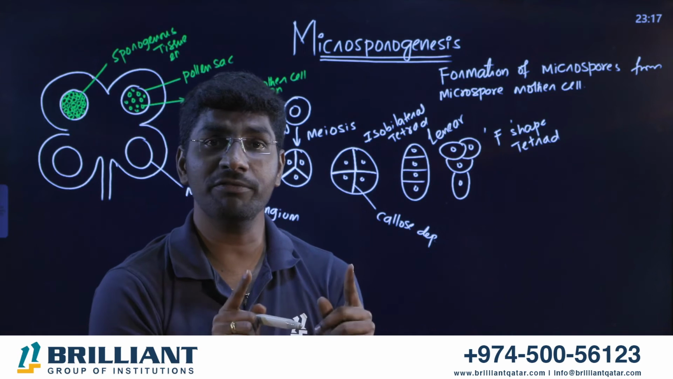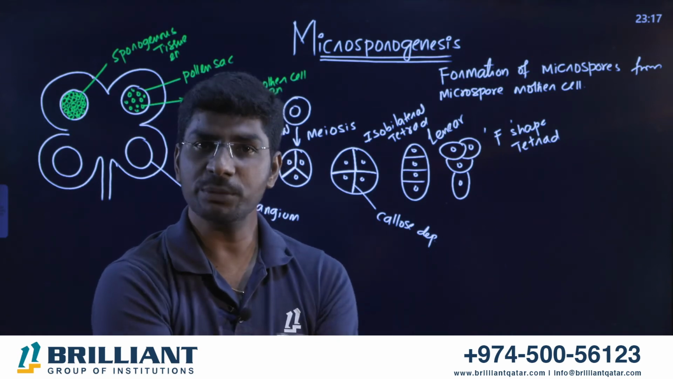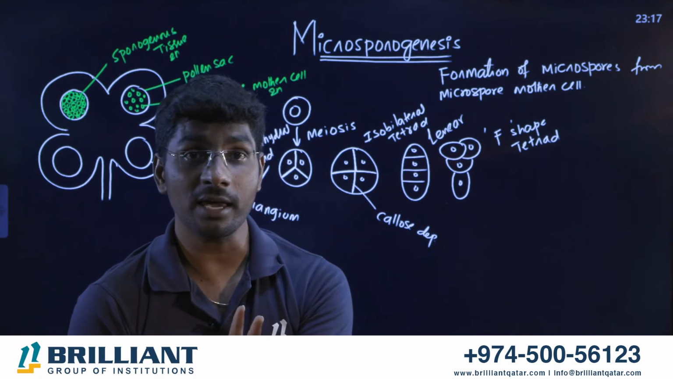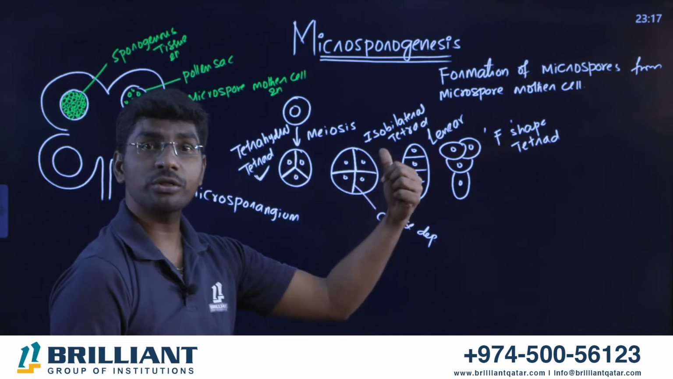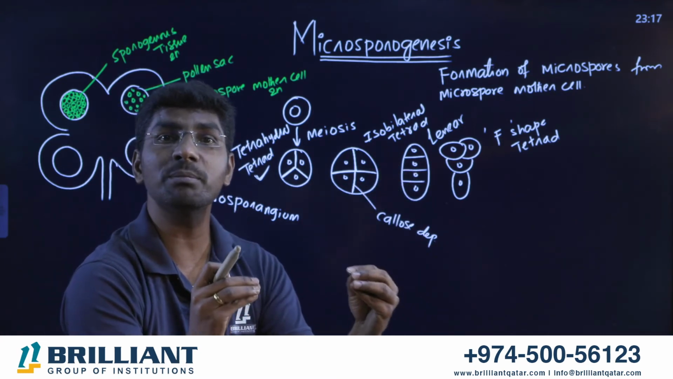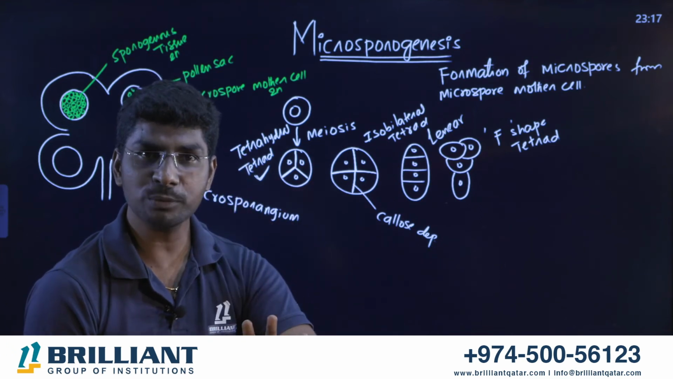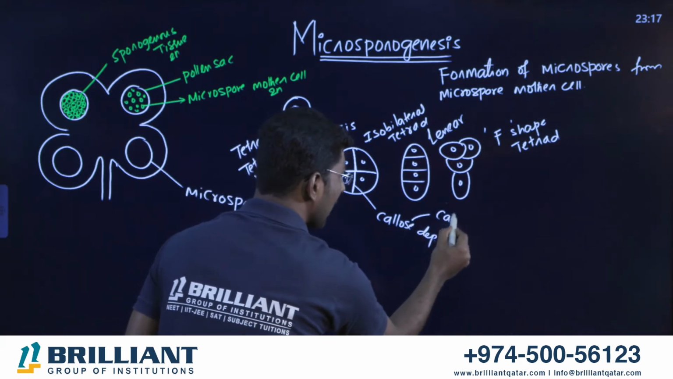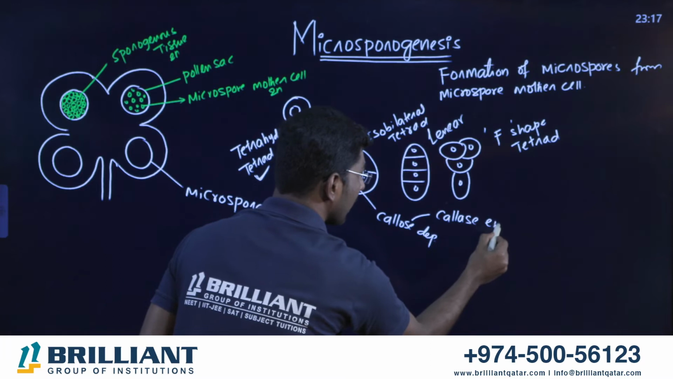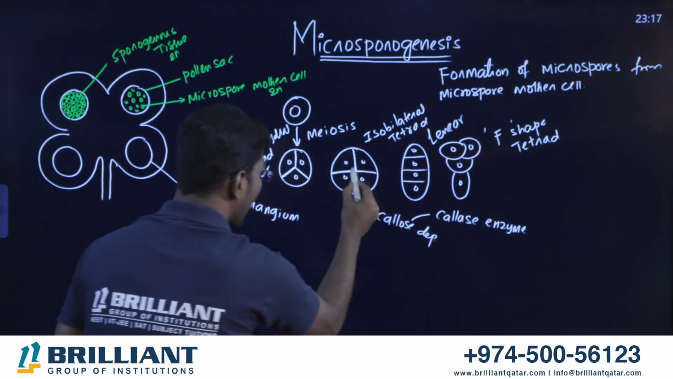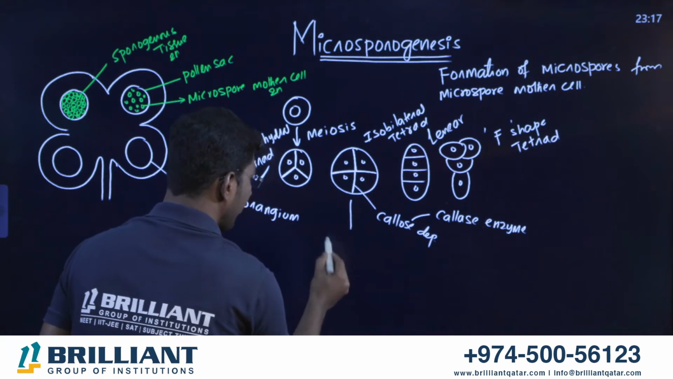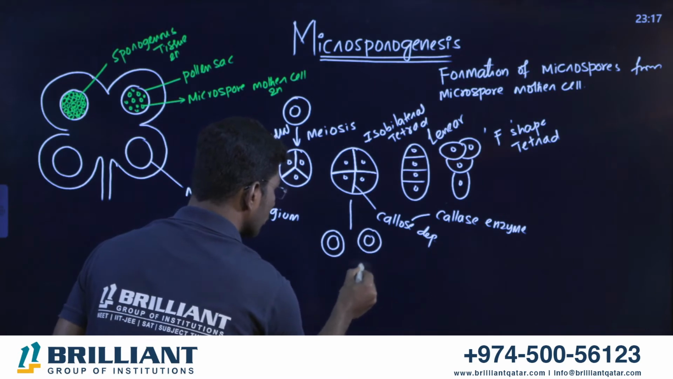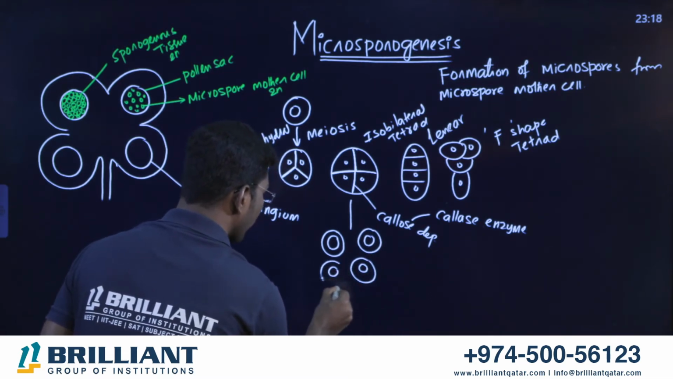Do you remember, students, the functions of the tapetum? It provides nourishment to the developing microspores, correct? And it also produces the enzyme called callase. The callase enzyme acts on this callose to separate the microspores. That means the microspore tetrad, after dissolving the callose by the callase enzyme, will separate to form four microspores outside. Okay, four microspores will form.